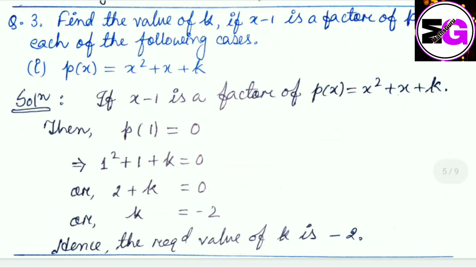So the next question is find the value of k if x minus 1 is a factor of p of x in each of the following cases. So question number 1, p of x equals to x square plus x plus k.